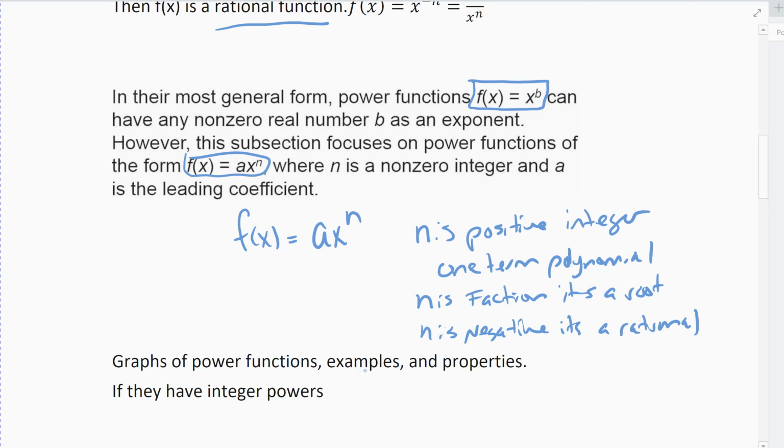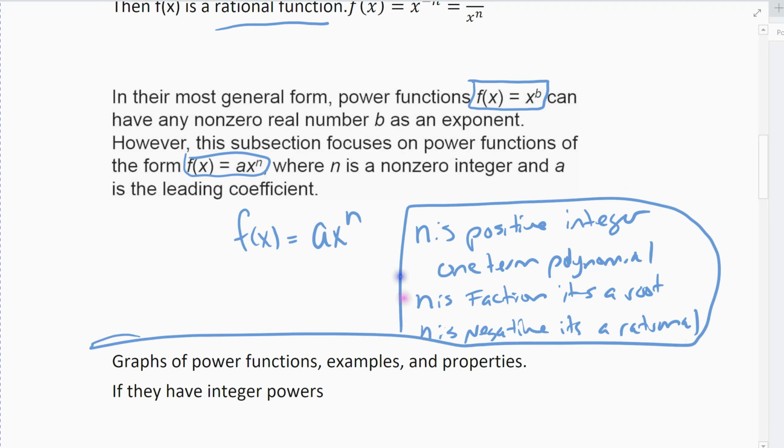So there are three different types of powers I can have. I can have the polynomial power case, where I've got just positive integer values. I have the fractional, which are the weirder cases, and then the negative, which are the rational cases. We're going to look at the different graphs of these functions, and I'm going to take them each by each. Actually, I think I do the integer case, the rational case, and then the root case, because we've already talked about both rational functions and polynomials earlier in chapter 4.